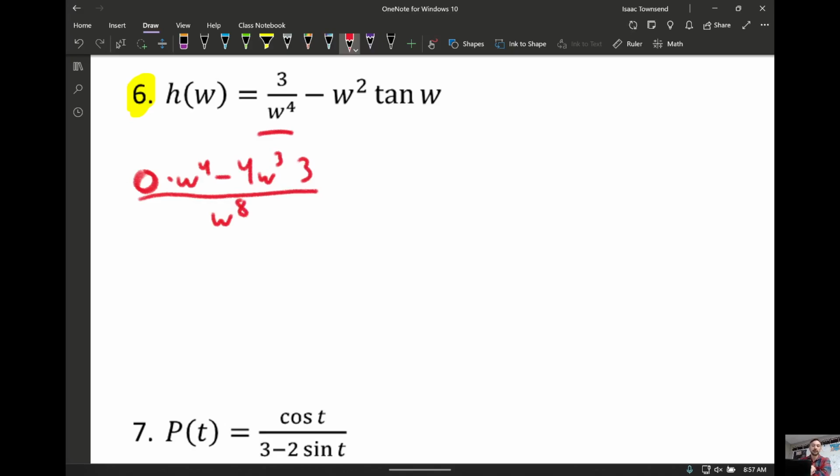0 times anything goes to 0. This could cancel out 3 of these, and that part could come out to be negative 12 w to the 5th. So for this part of the answer, did anybody get negative 12 over w to the 5th? So quotient rule works, but isn't there a smarter way to do that?